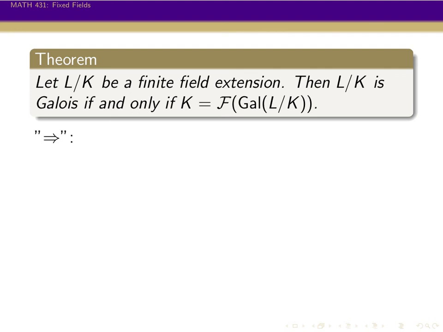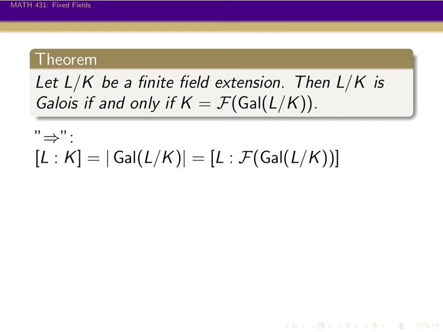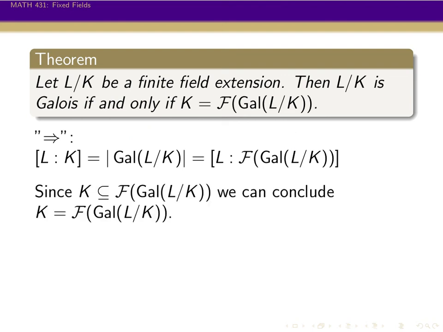So we're going to assume that L over K is Galois. That means that the degree of L over K is equal to the order of the Galois group of L over K. But by the last theorem, using the Galois group of L over K as our G, we proved that the order of G is equal to the degree of L over the fixed field of G. And so this means that the degree of L over K is equal to the degree of L over the fixed field of the Galois group of L over K.